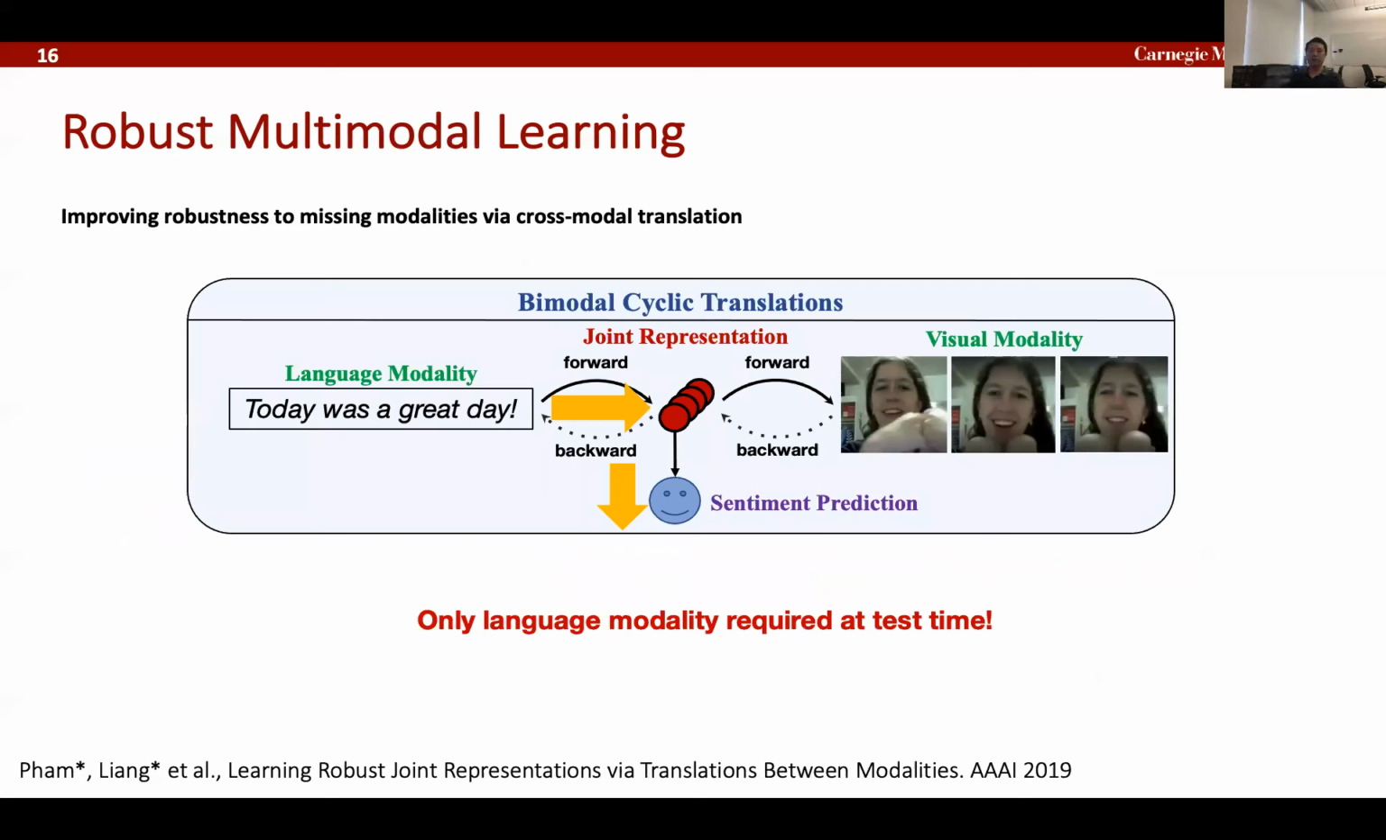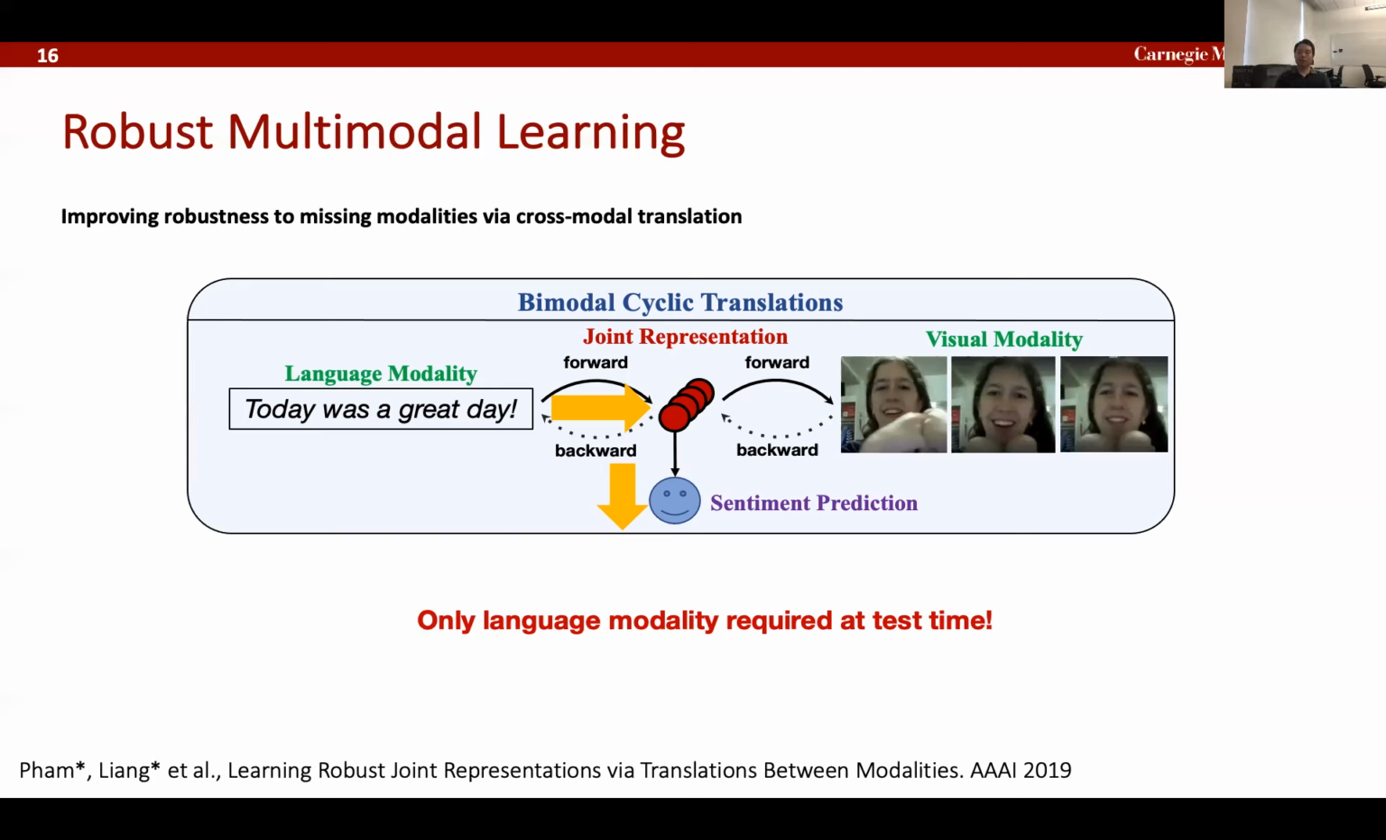One last method that we've also developed in the direction of robust multimodal learning is this new paradigm of learning multimodal representations through translation instead of fusion. The classic way of learning multimodal representations takes both modalities, for example language and vision, as input into a model that learns a multimodal representation. Here, our insight is that by translating from language to vision, the intermediate representation learned through translation is actually also a joint representation that can be used for prediction of your multimodal tasks, such as sentiment.